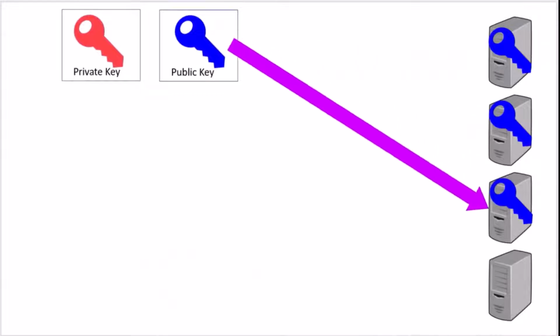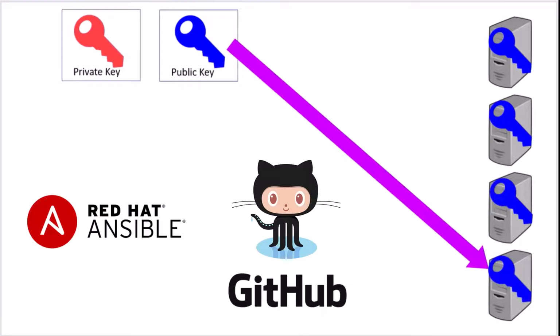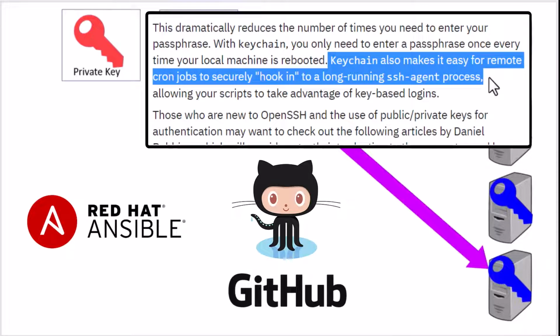Keychain can also be leveraged with Ansible, connecting with GitHub, and can also be leveraged in your local cron jobs, just to name a few. With Keychain, you will become a more effective and efficient Linux user and systems administrator.